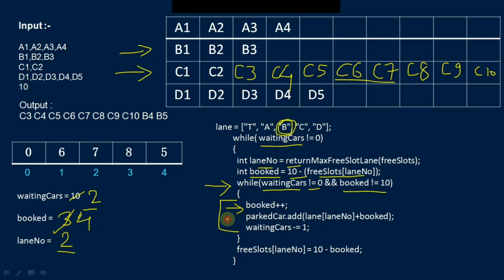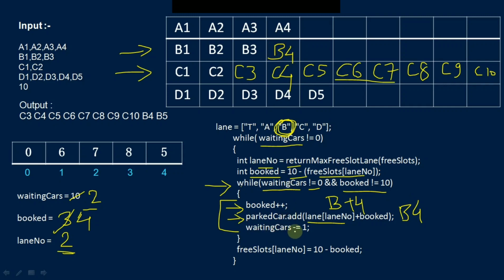Okay, now come to this line. Again we are saying parked car dot add lane of lane number. So now lane number is 2, so we are targeting this value. We will get B, and we are concatenating B plus booked. Booked is 4, so B4. So we will add B4 into parked car. That means we are going to park the car at the 4th slot in B lane.